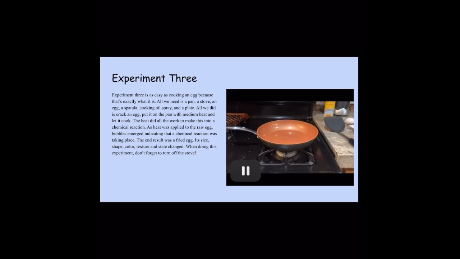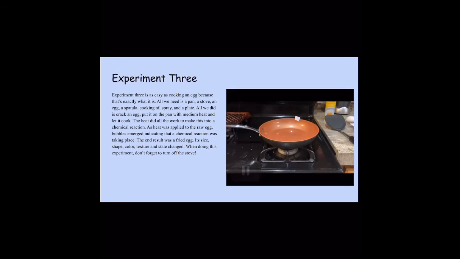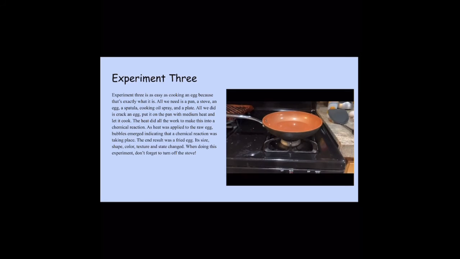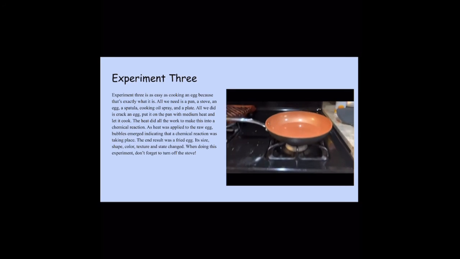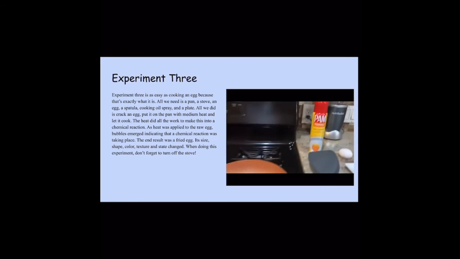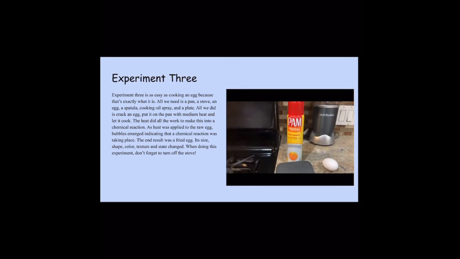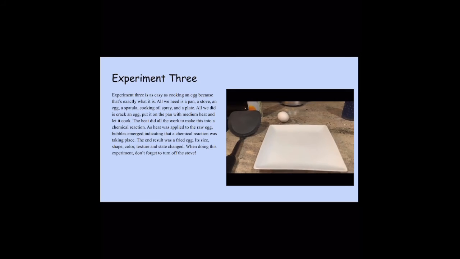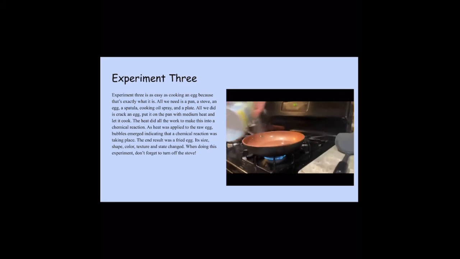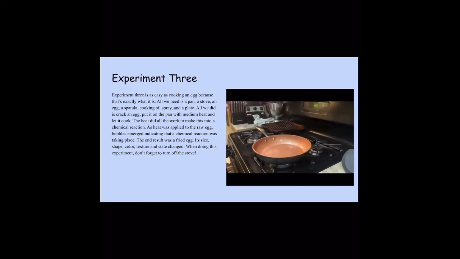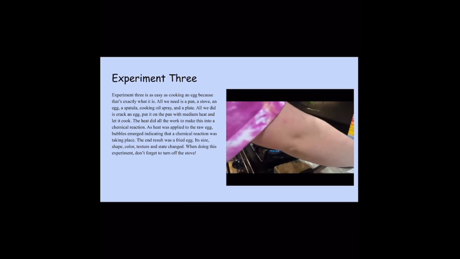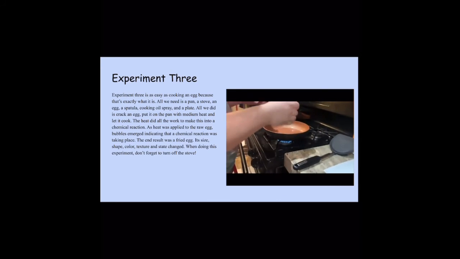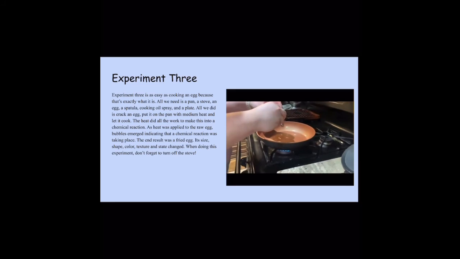So for experiment 3, we will be needing a stove, a pan, cooking spray so the egg won't stick to the pan, a spatula, and a plate to put the fried egg. So the first thing we're going to want to do is spray the pan with some cooking oil so the egg doesn't stick. Then we take the egg and crack it open right on top of the pan.